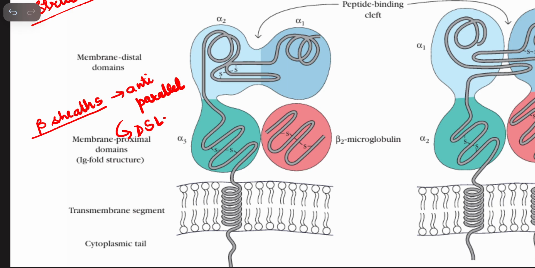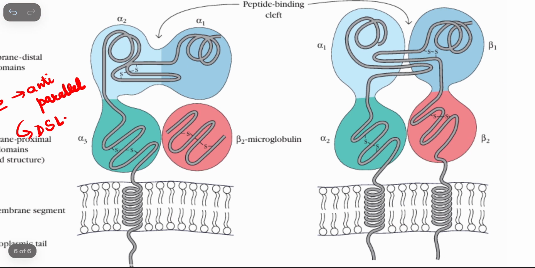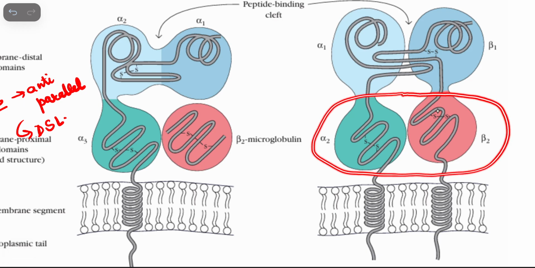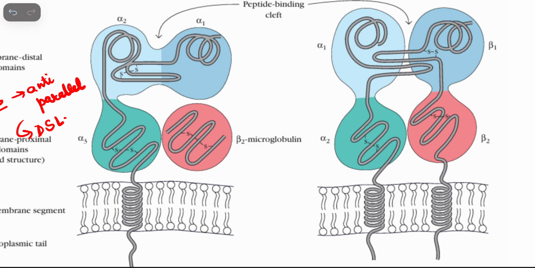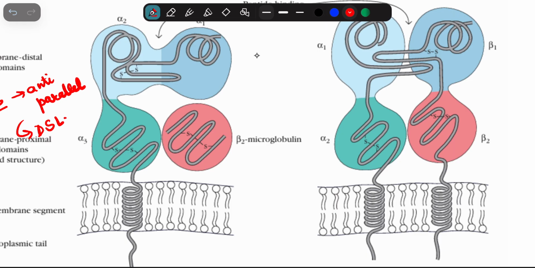The same goes for the class 2 molecules, because in class 2 molecules too the membrane proximal units have similar beta sheet arrangements to those found in immunoglobulins. That's why we say that MHC class 1 and MHC class 2 molecules belong to the immunoglobulin superfamily. Both of them belong to the immunoglobulin superfamily because their peptide arrangements very much resemble the immunoglobulin's peptide arrangements.